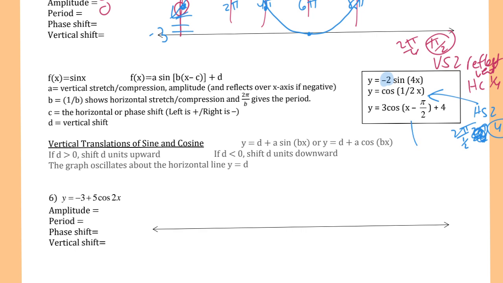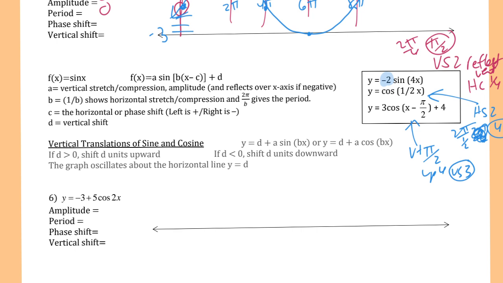The third one is going to go right pi over 2. So it's going to start a little late, and it's going to be up 4. And it's going to be a vertical stretch by 3. So the amplitude will be 3. It'll be kind of like a high tide, because your horizontal line is going to be up 4, and it's going to be right pi over 2. So it's kind of a weird thing.